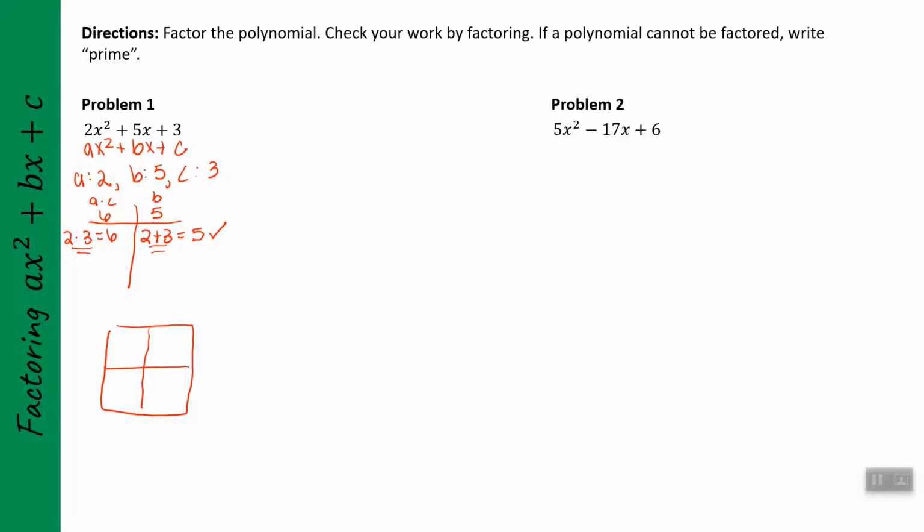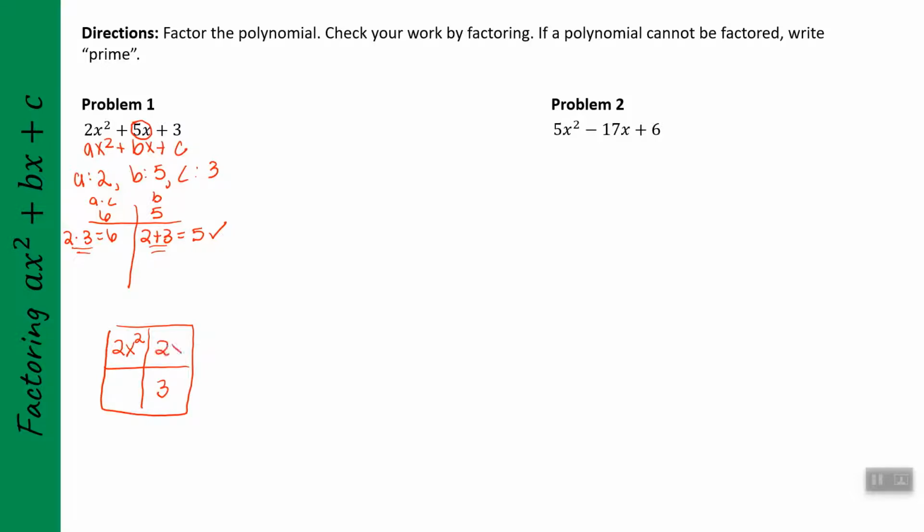We're going to fill out the inside of the box, and then use that information and our knowledge of finding the greatest common factor to find out what our factors are going to be. This first box always has the first term, so 2x squared. My last box always has my last term, which is 3. The other 2 boxes, we're going to take this 5x and split it into our 2 factors that we found, which are 2 and 3.